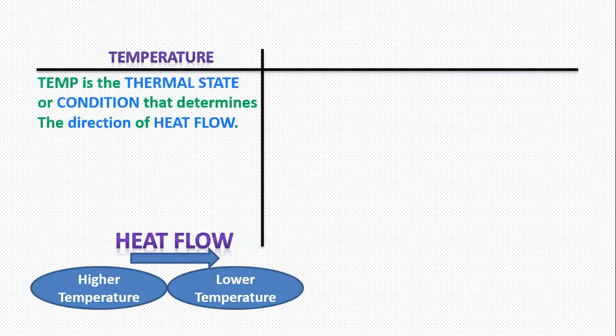Let us understand what is temperature. So temperature is the thermal state or condition that determines the direction of heat flow, and temperature is average energy of the particles.